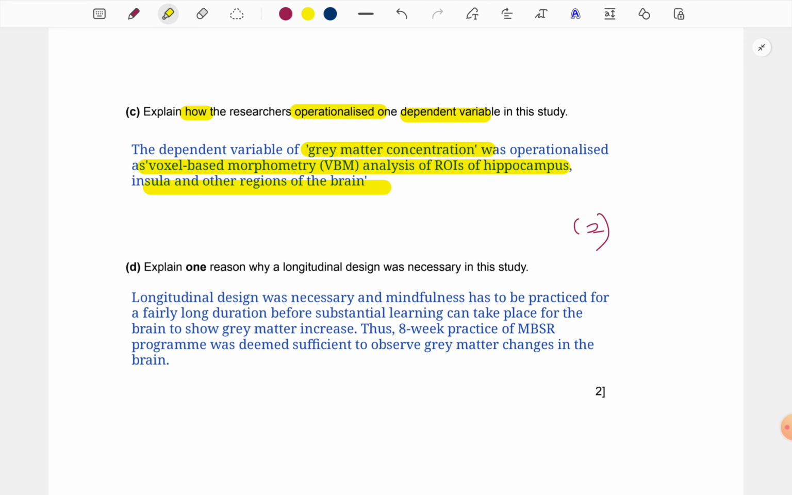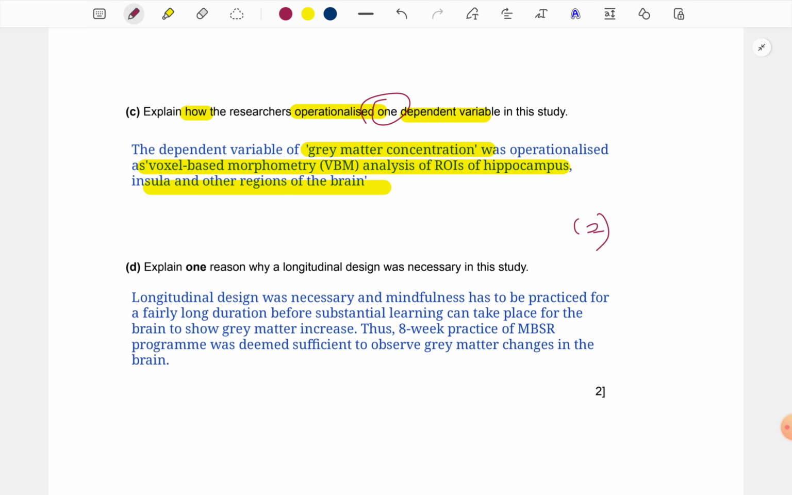VBM writing is very important. So students will tell me, what if we don't remember VBM or the full form? Then don't write about gray matter increase. They've asked you one dependent variable. So you can talk about the FFMQ again, more or less similar to what we wrote in quantitative data. Take up that one if you find this one difficult.